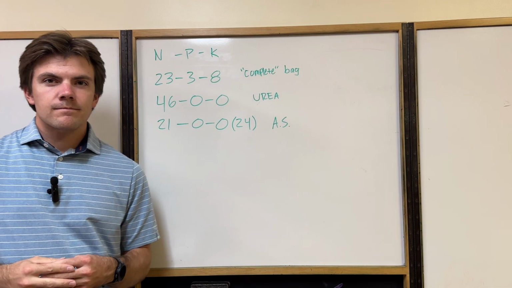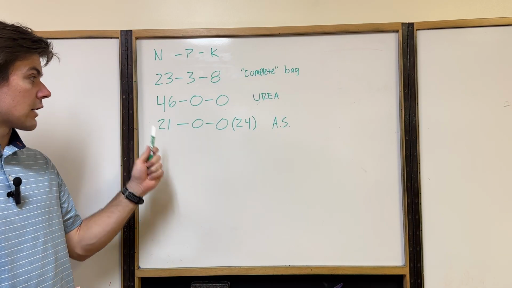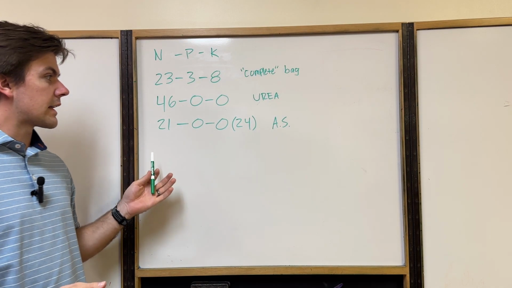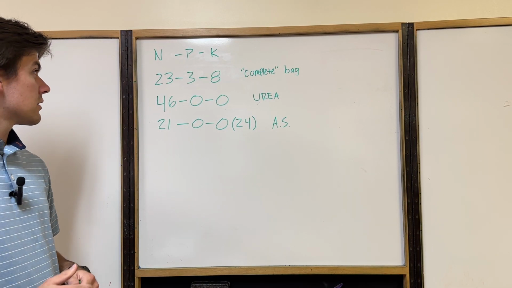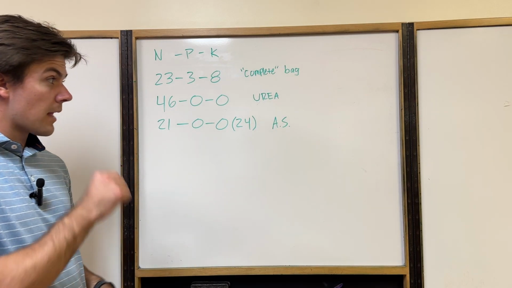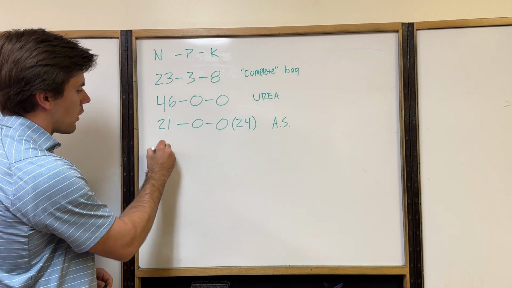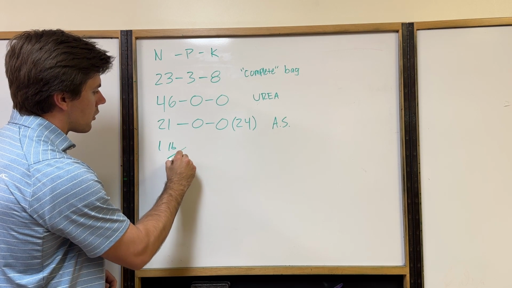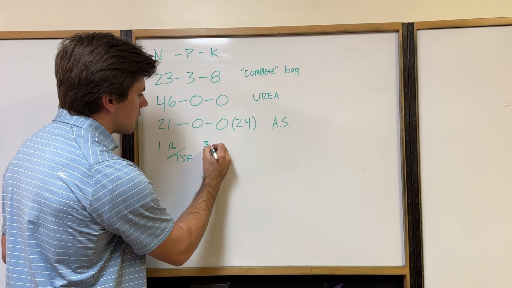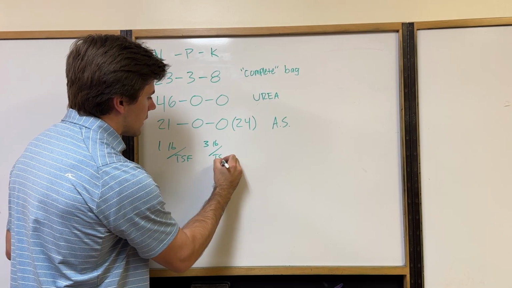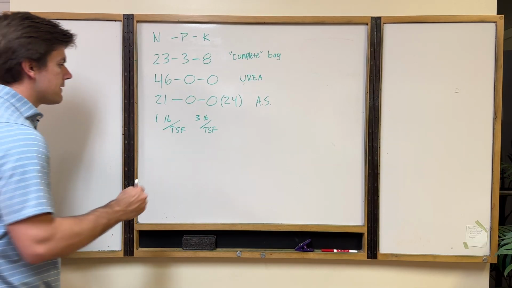Usually when you calculate your rates and how much you're going to be putting down, you're going to be basing it off of nitrogen. You'll almost never use any other way to calculate it because nitrogen is the most common, it's the most needed by your plants, and so that's why you're always going to be basing it off of nitrogen. Common rates for nitrogen are 1 pound per 1,000 square feet. Another common one is 3 pounds per 1,000 square feet.